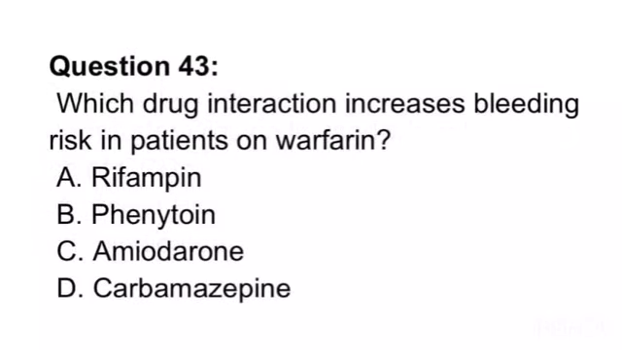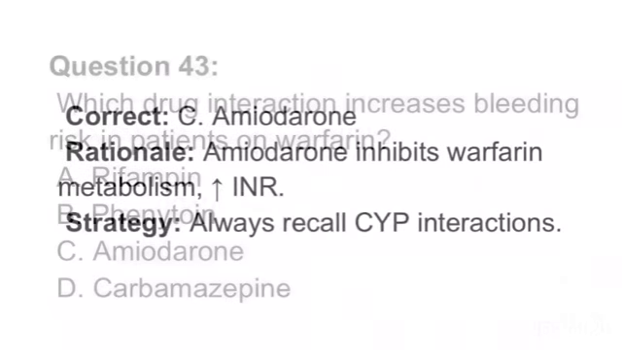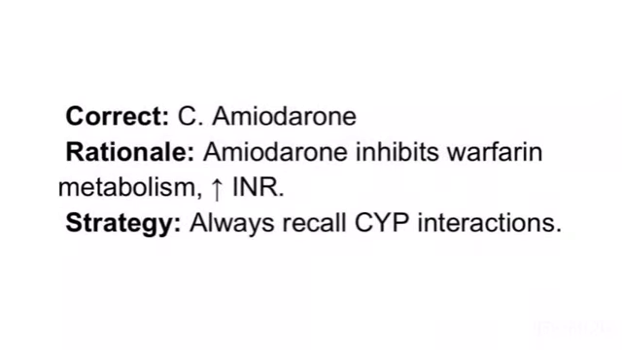Question 43. Which drug interaction increases bleeding risk in patients on warfarin? A. Rifampin. B. Phenytoin. C. Amiodarone. D. Carbamazepine. Correct, C. Amiodarone. Rationale: amiodarone inhibits warfarin metabolism, raising INR. Strategy: always recall CYP interactions.